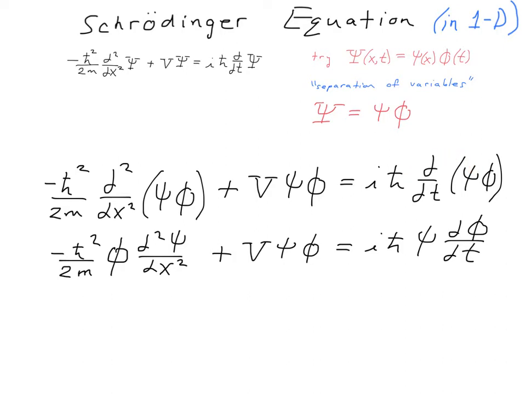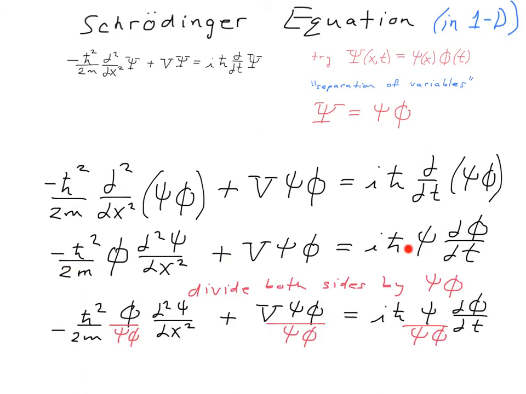Now, the next step, which is a common step in any separation of variables way to attack a partial differential equation, is to divide everything through by psi phi. So let's do that. I've rewritten all this in black and shown the division by little psi phi in red. And we see here the phi's cancel. Both the psi's and the phi's cancel here, and here the psi's cancel. So this equation simplifies quite nicely.